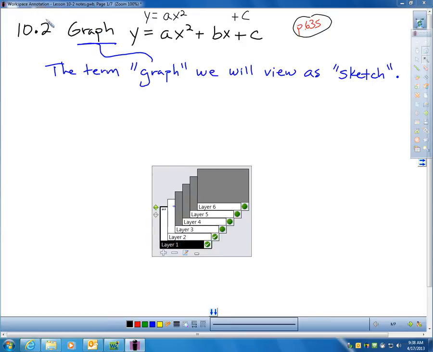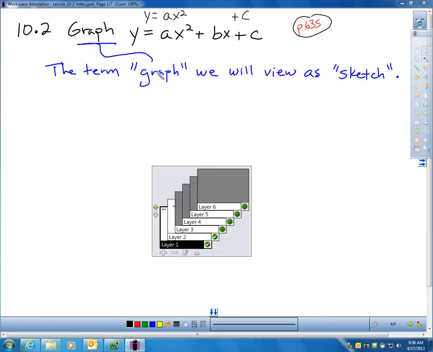Now, over the weekend, we watched a video where we were learning how to sketch y equals ax squared plus c. There was no b value. So what you're going to see today is a lot of the things I talked about in that video. I tried to introduce a lot of things in the last video, which is why it was so long, to make this section easier and this video shorter.